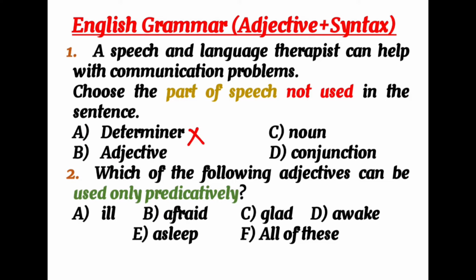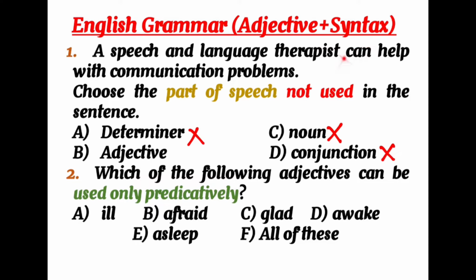The next is speech. Speech is a noun, so it means that we can't say noun can be the option, right? Two options have been struck off. The next, and, is a conjunction, so again another option has been struck off. It means there must be no adjective in this sentence. If there is an adjective, it means that there is a flaw in designing the question. Next, language is also a noun. Therapist is again a noun, right?